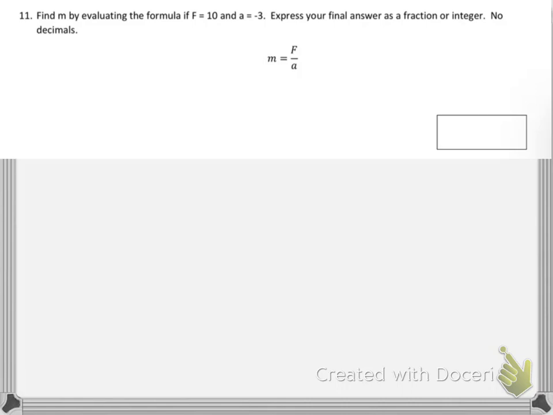All right, number 11, we have to evaluate this equation if f is equal to 10 and a is equal to -3. So there's not really any math to do here. The answer is just -10/3, and that's it.